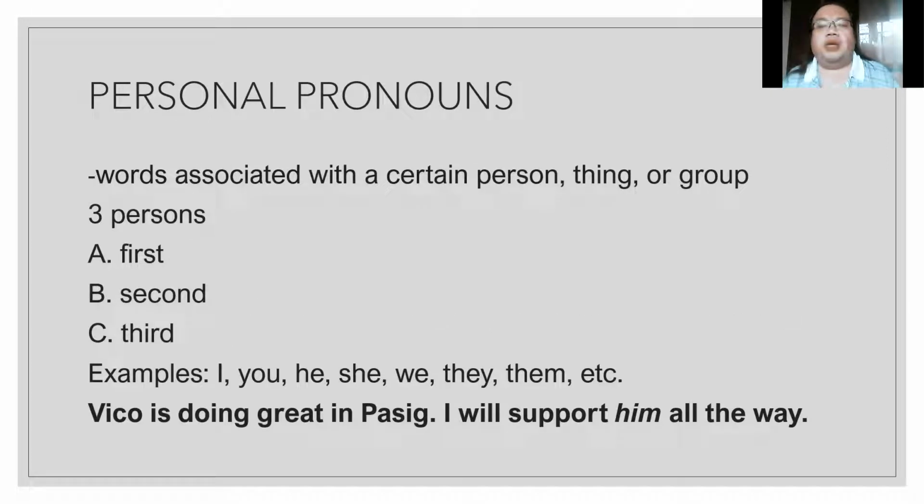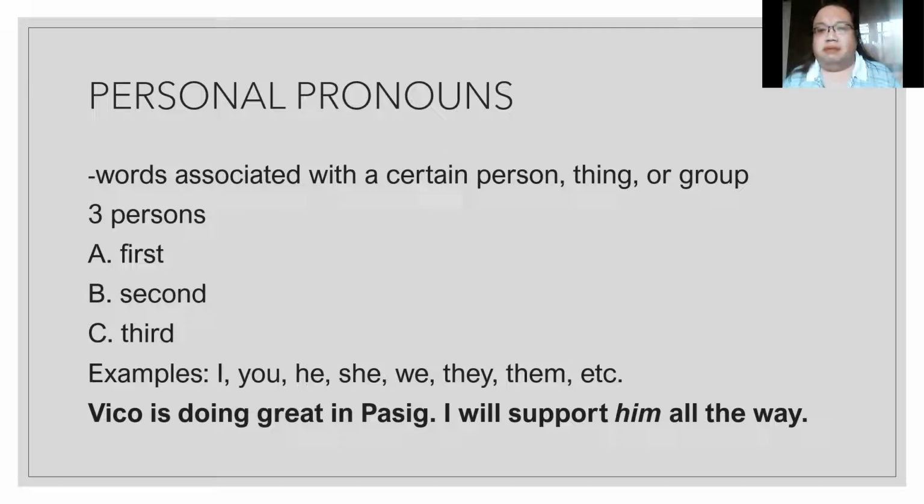Like nouns, pronouns have different classifications. Its major classification is what we call personal pronouns. Personal pronouns are words that are associated with a certain person, thing, or group. It's a personal pronoun because it's composed of 3 persons: the first person, the second person, and the third person. The first person is the one who's talking, the one who's speaking. The second person is somebody you're talking to. And the third person is somebody you are talking about.